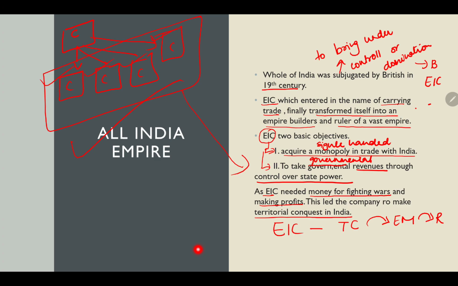So finally the British, or East India Company, totally changed the narrative of India, because India was totally controlled or dominated by the British or East India Company, and they became the rulers of a vast empire in history. So this is the whole topic of Traders to Rulers part 1, and Traders to Rulers part 2.